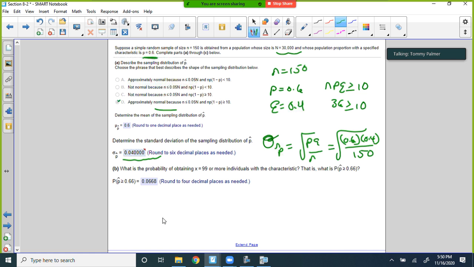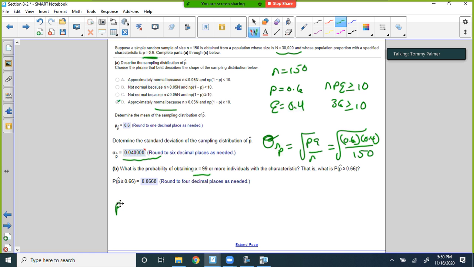Now, we've got the standard deviation and the mean of the population. What is the probability of obtaining X equals 99 or more, with the characteristics? X equals 99 or more. What's the first thing I've got to do?